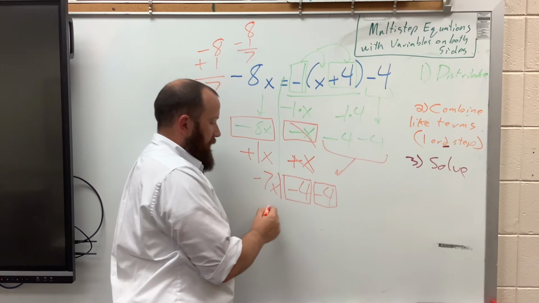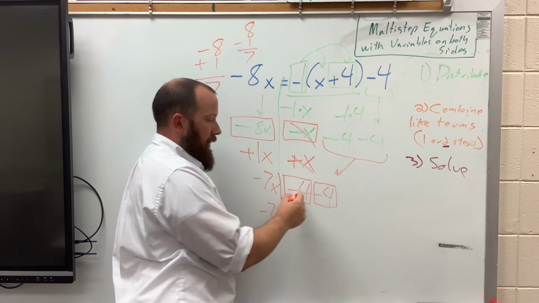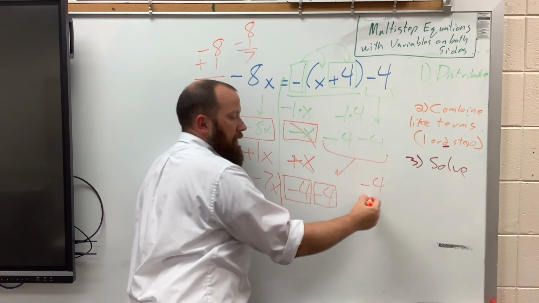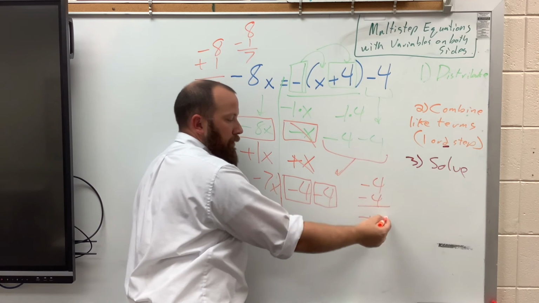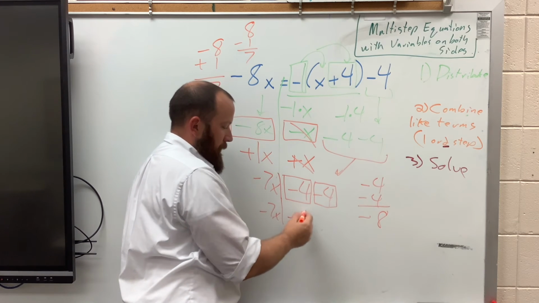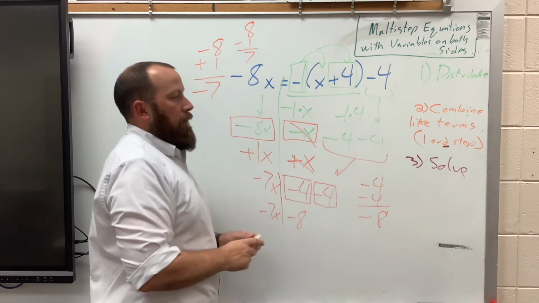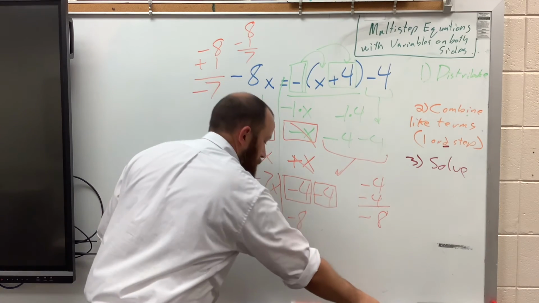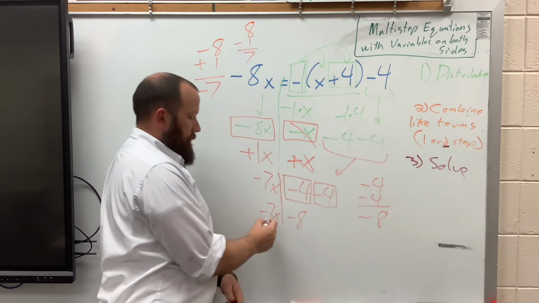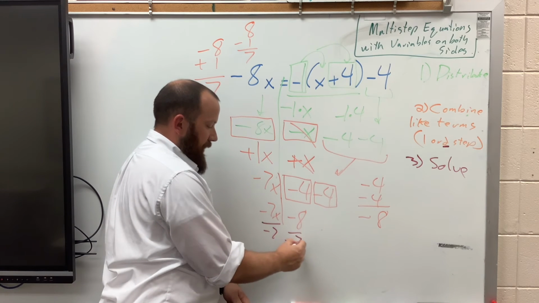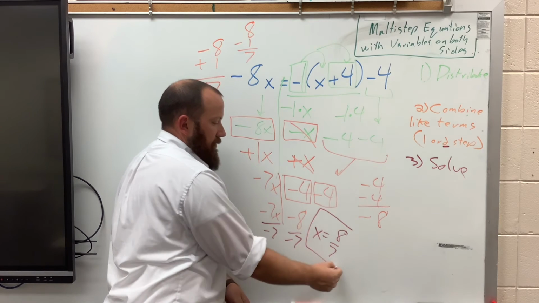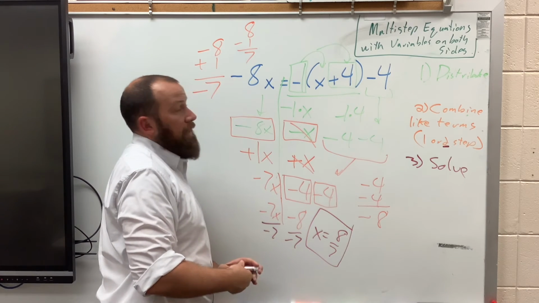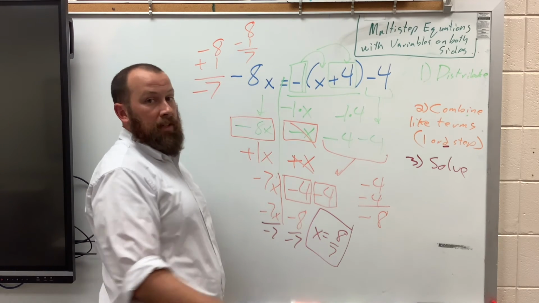So I bring down my -7x, then what's -4 minus 4? Anytime I have two negatives together, I end up with a negative, and then I just add. 4 plus 4 is 8. So here we go. We're down to a one-step equation, so now we solve. Divide by -7, divide by -7, x equals 8/7. Now I don't know if that's the right answer because I kind of made this up on the fly, so we're just gonna assume it is.